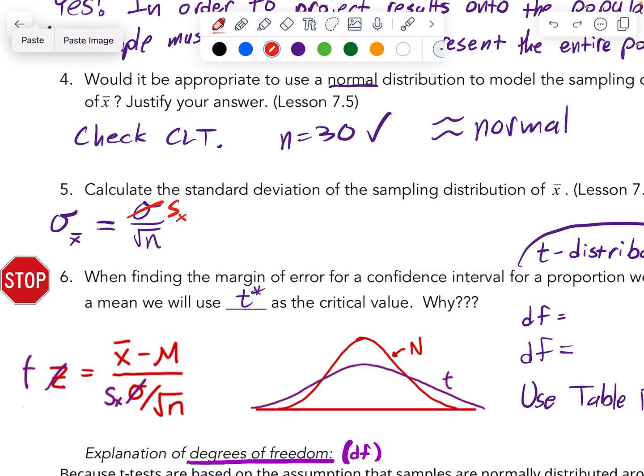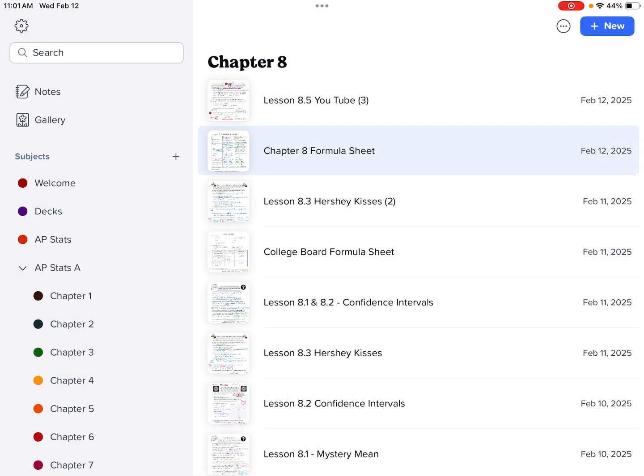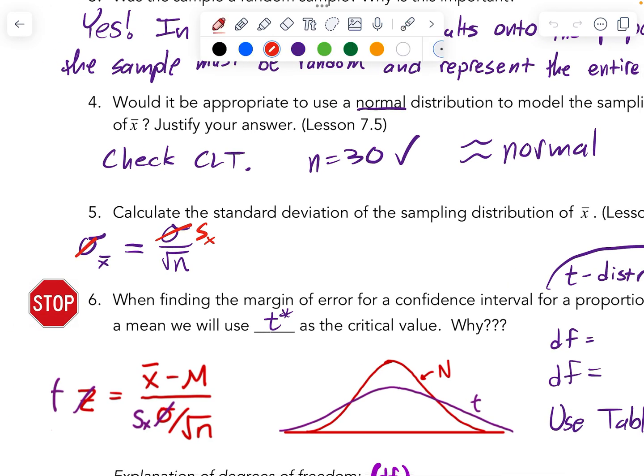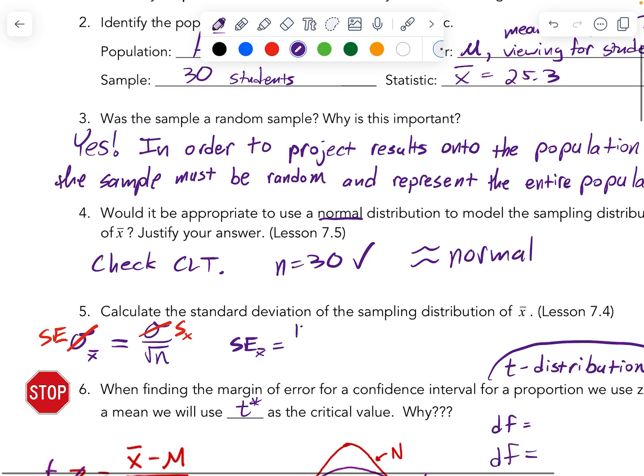On your cheat sheet, just to make connections again, I'm down here. It's s sub x because I don't know sigma, okay? Since it came from a sample, I'm also going to cross that off and say SE. So that's the formula that's on your cheat sheet. What do we have when I plug in the numbers today? s sub x was 14.8. Sample size was 30.